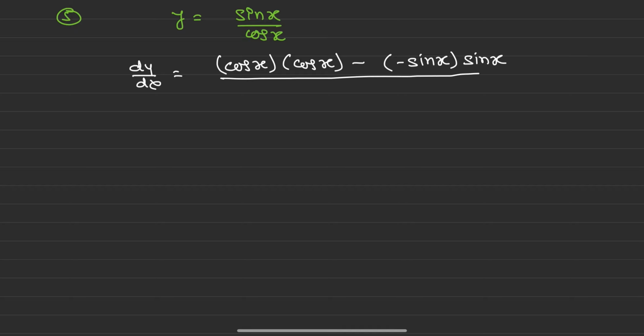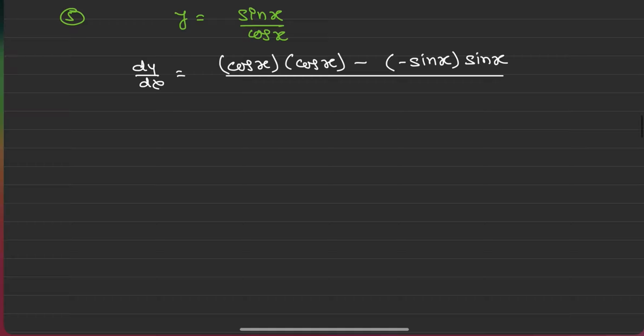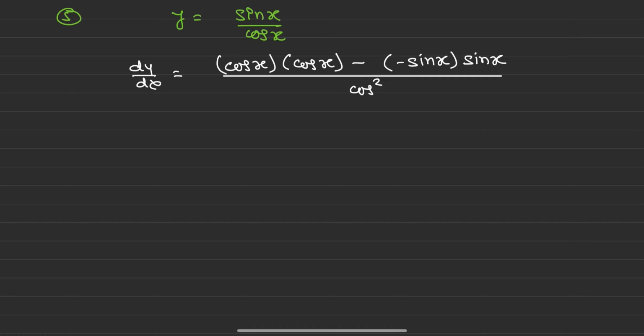divided by v square, which means second function squared. Who is my second function here? Cos x. So it will become cos square x. Now in the numerator, minus minus value will become plus. So what will we get over here? cos square x plus sin square x divided by cos square x.